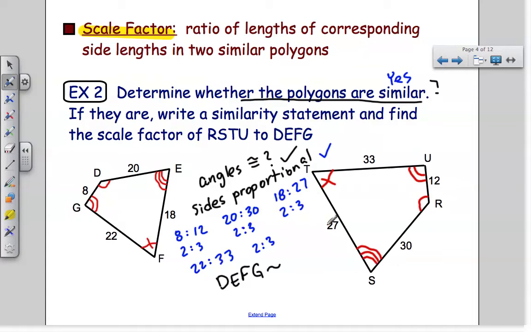So RSTU. Okay, so the similarity statement is done. And find the scale factor of RSTU to DEFG.